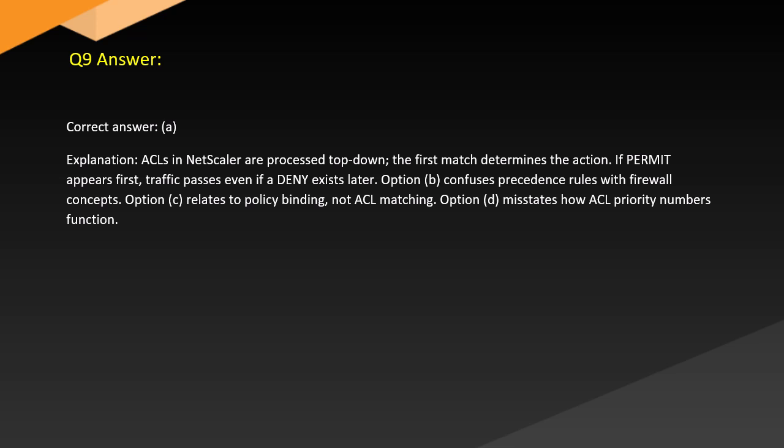Answer. Correct answer: A. Explanation: ACLs in NetScaler are processed top-down. The first match determines the action. If permit appears first, traffic passes even if the deny exists later. Option B confuses precedence rules with firewall concepts. Option C relates to policy binding, not ACL matching. Option D misstates how ACL priority numbers function.